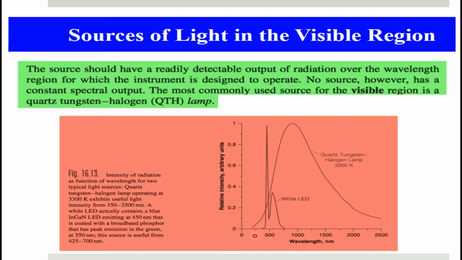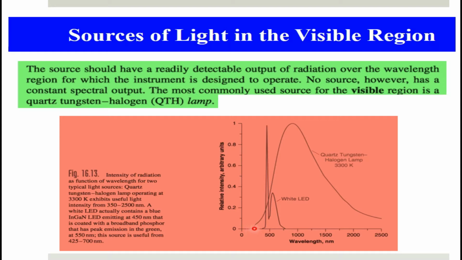As you can see from the graph, the quartz tungsten halogen lamp starts emitting radiation from 350 nanometers and extends to 2500 nanometers. So we can perform analysis with the quartz tungsten halogen lamp from 350 to 2500 nanometers.